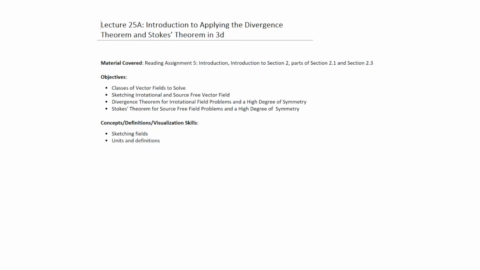So main concepts, definitions, visualization skills, including sketching fields, units, and definitions. As usual, the second slide basically gives a summary of the slides to follow, so we'll just move on.